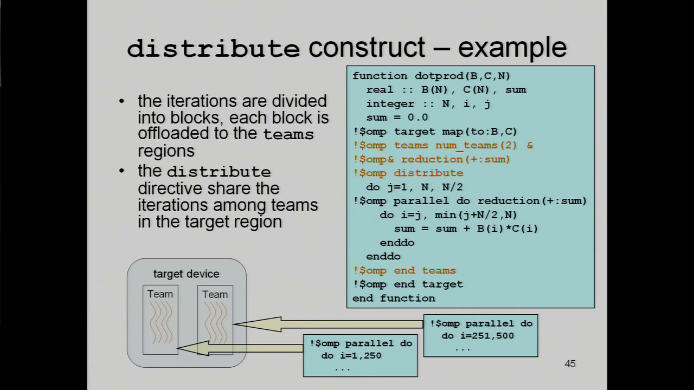So the idea here is that this distribute construct basically chunks this loop into two, because this is static scheduling by default. That means the parallel do for I 1 to 250 will be on one team, and the parallel do for I 251 to 500 is on the other team. Then each team will execute their parallel loop.